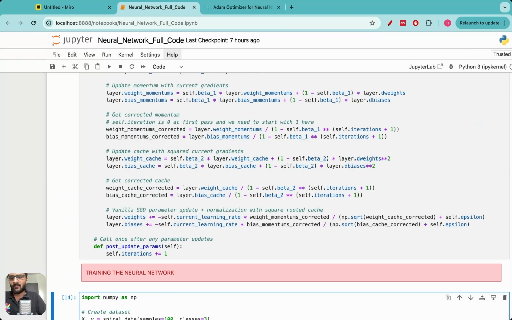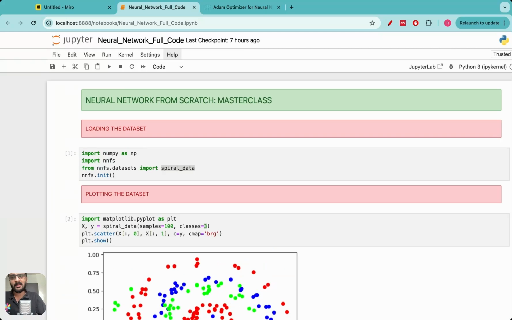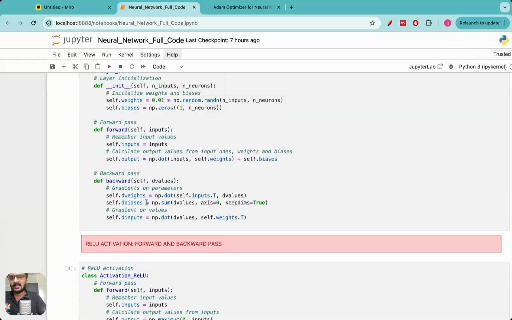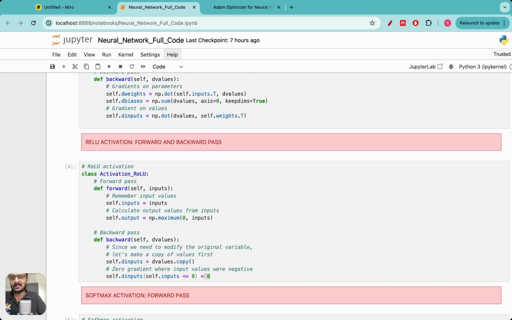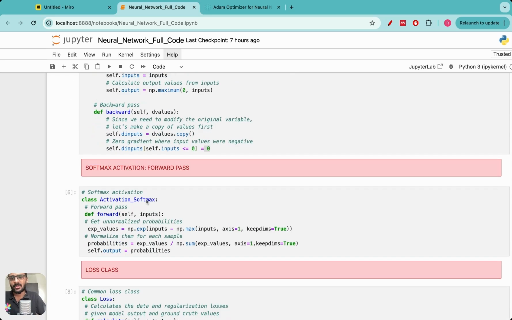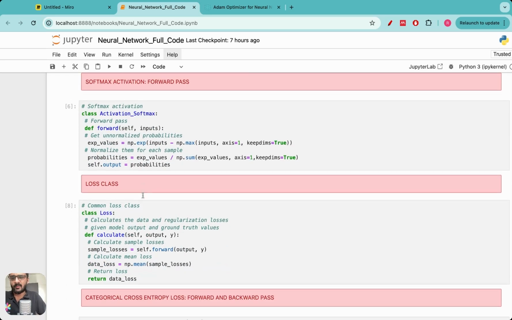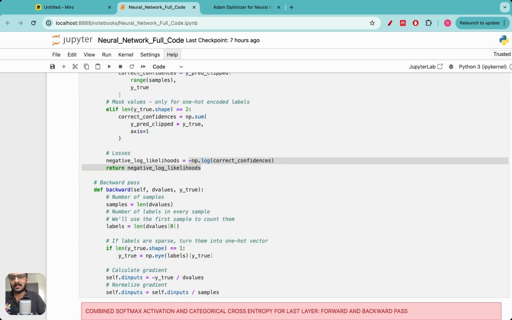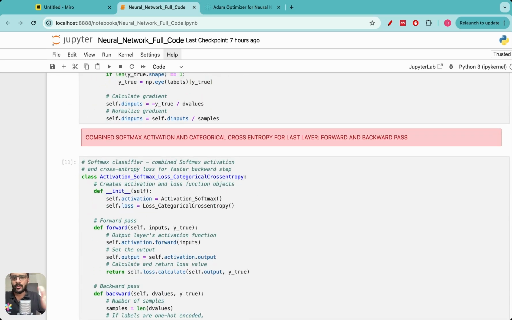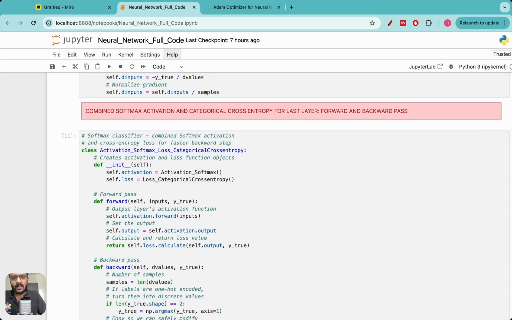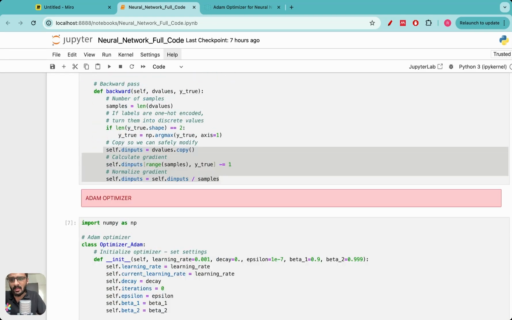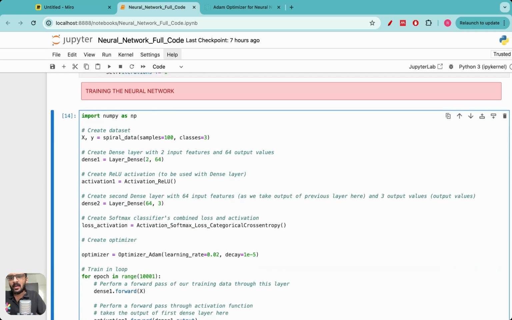Now you can see that we have just written 14 code cells in Python. We have written the first cell for the dataset and plotting, the third cell for the layer dense activation class, the fourth cell for the ReLU activation class, the sixth cell for softmax, the eighth cell for the loss class, the 10th, the 11th cell for the combined softmax and categorical cross entropy, the next cell for the Adam optimizer, and finally the 14th cell for training the neural network.